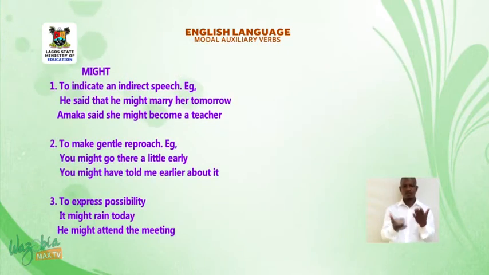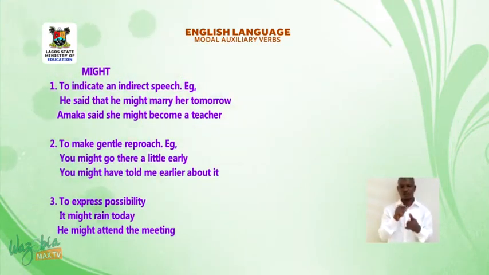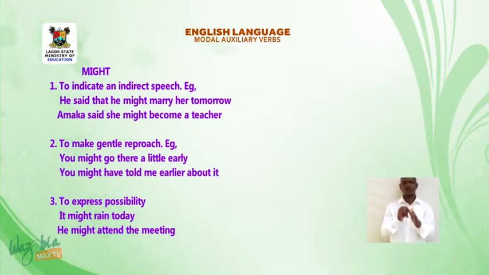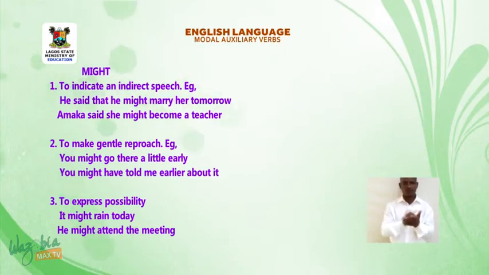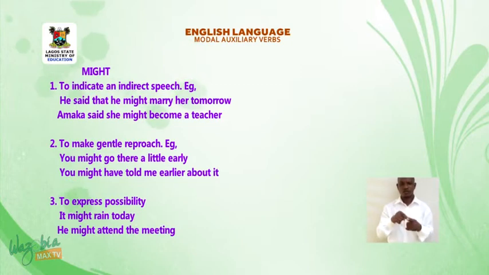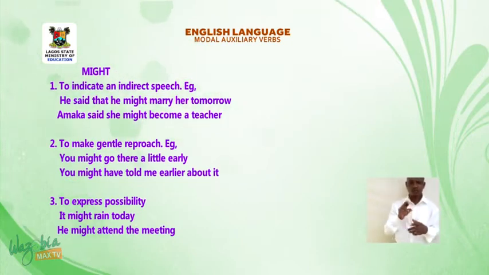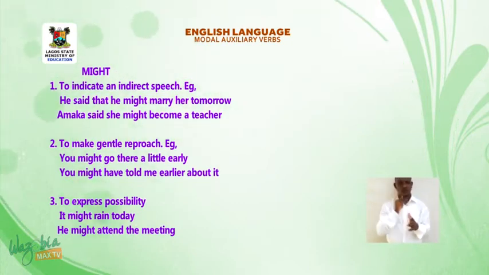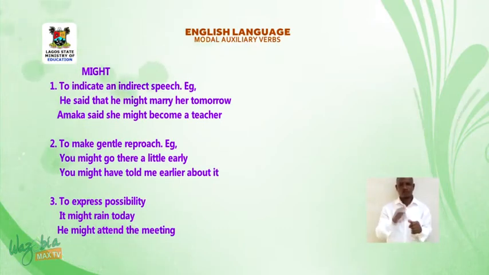Might, M-I-G-H-T. It is used to, one, indicate an indirect speech. For example, he said that he might marry her tomorrow. Amaka said she might become a teacher. Two, to make gentle reproach. For example, you might go there a little early. You might have told me earlier about it.